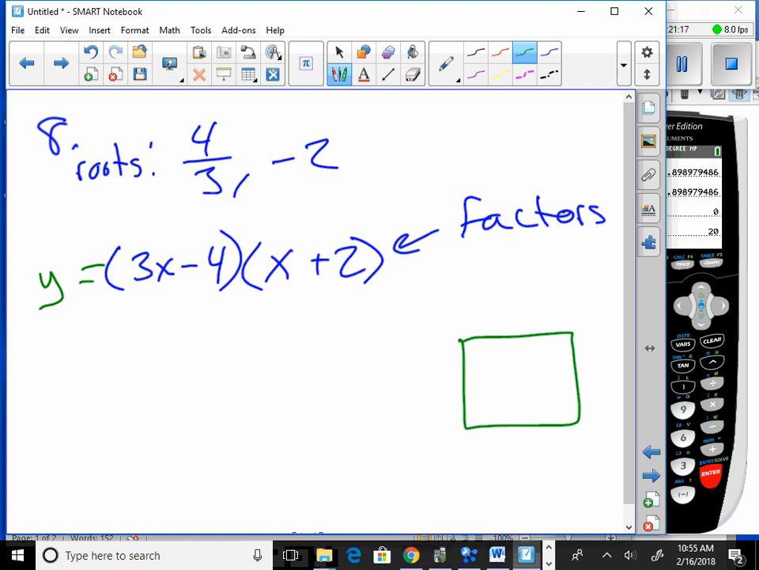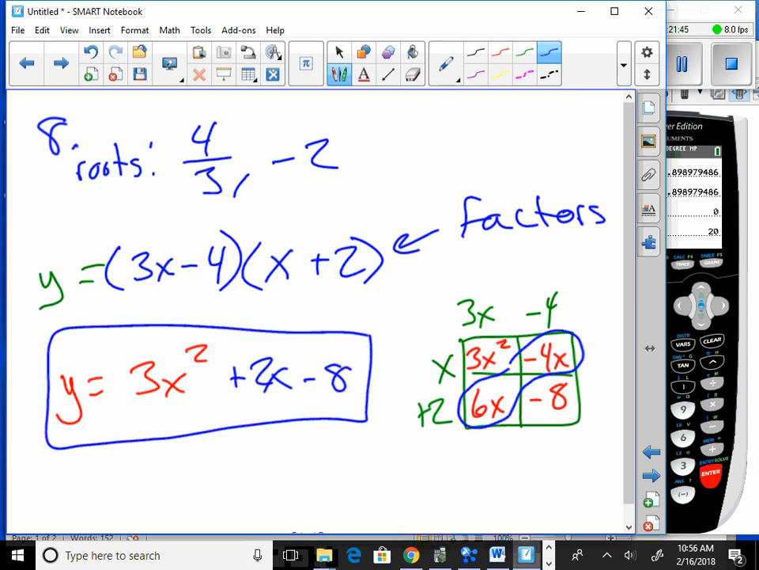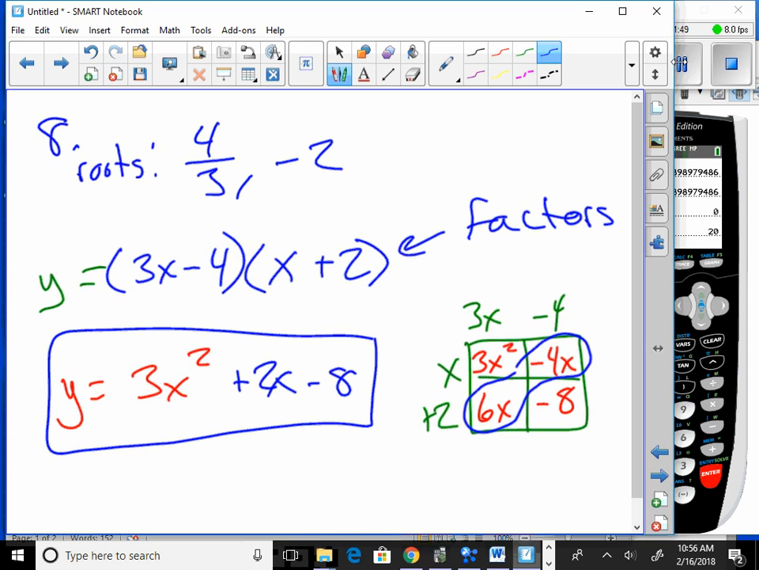So foiling the factors out, I'll do 3x minus 4 times x plus 2. So x times 3x is 3x squared. X times negative 4 is negative 4x. 2 times 3x is 6x. 2 times negative 4 is negative 8. So now my equation, I'll have 3x squared. I combine the 6x with the negative 4x, and that gives me a positive 2x, and then minus 8. So that would be what you would need to put as your equation. You would need to do the x factor.